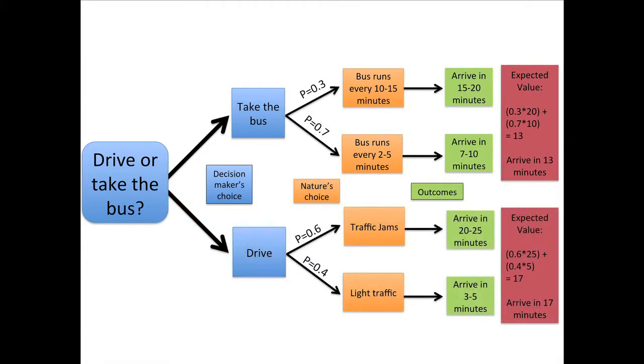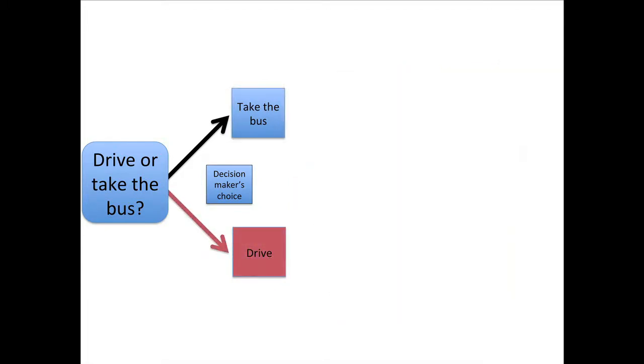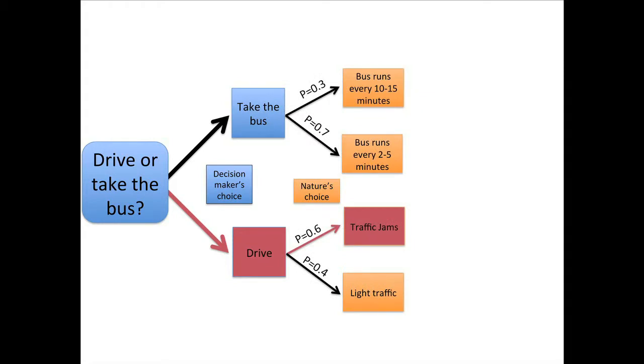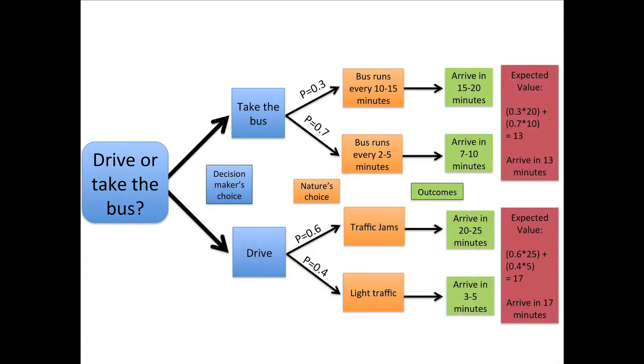Now that we have the two expected values of our decision, we see which is the better choice. In this case, taking the bus gives the better expected value, a shorter commute, and that is our decision. By making a decision tree, we were able to systematically list all the possible outcomes of this choice and characterize how they depend on the underlying probabilities.